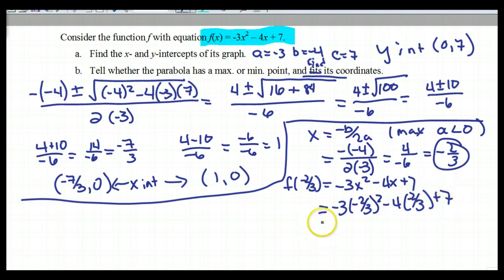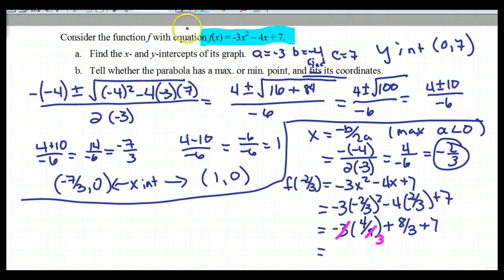And then I got 4 over 3. So this one's going to be 4 over 9. Oh, I had to square that too. And then negative 4 times negative 2 is a positive 8/3, and then plus 7. Can't you just divide negative 3 by 9? Yeah, I can reduce this before I go on. 3 goes into 9 3 times. So negative 4.